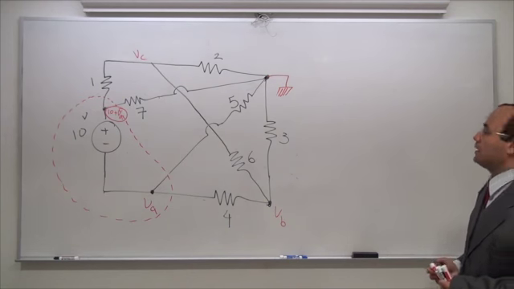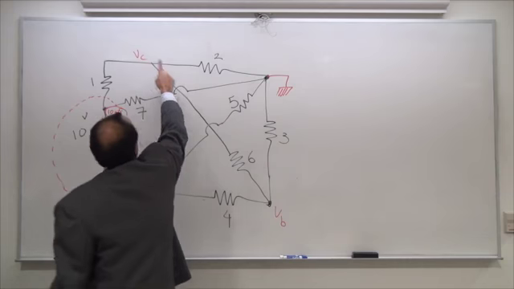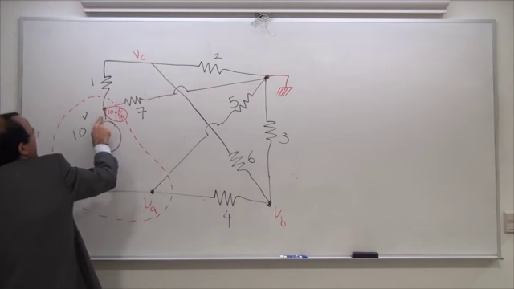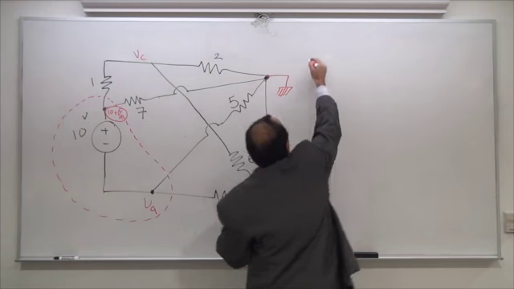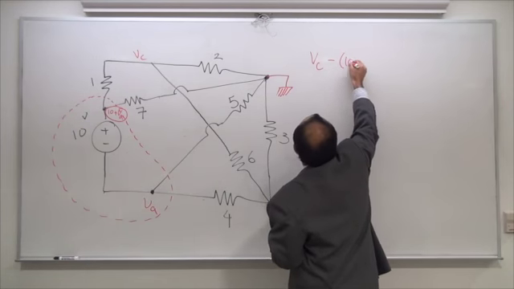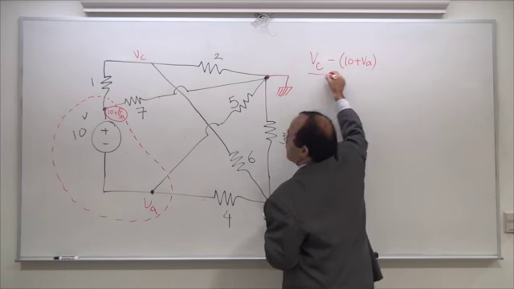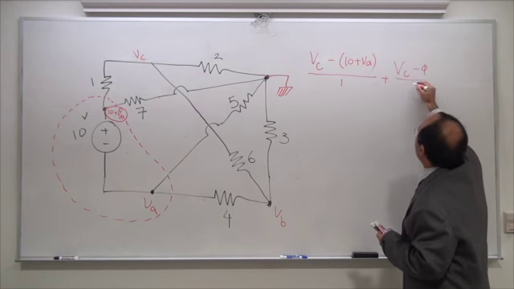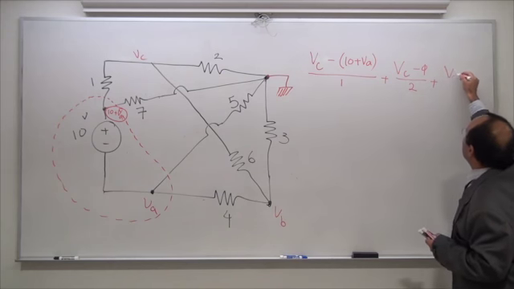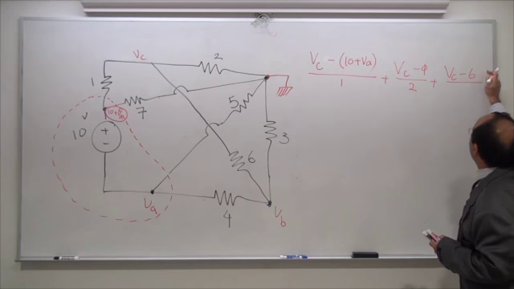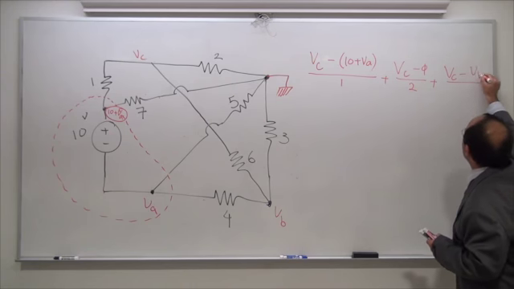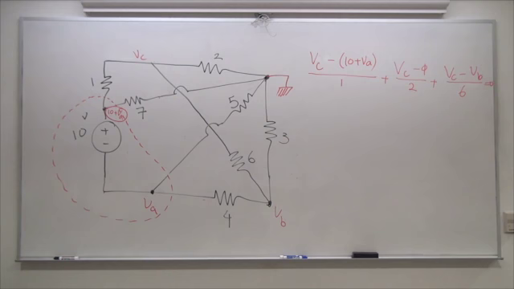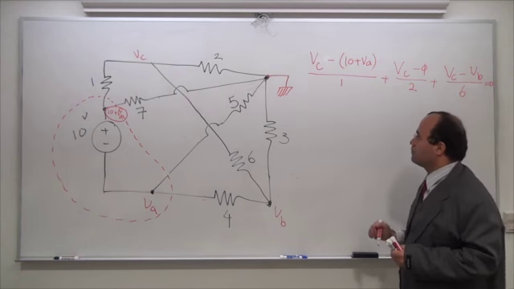Let's write VC. What do I see? VC, 2, 0. VC, 6, VB. VC, this voltage, 1. Let's begin. VC minus 10 plus VA divided by 1, plus VC minus 0 divided by 2, plus VC minus VB divided by 6 equal to 0. 3 components, 3 terms. Current, current, current.